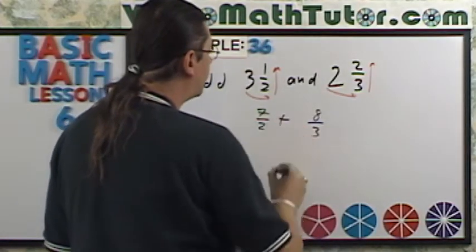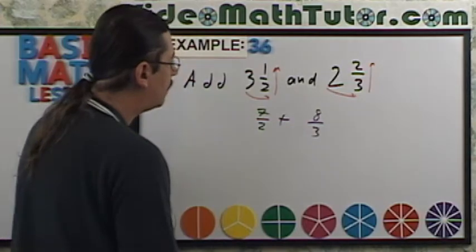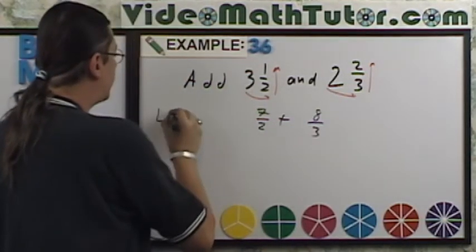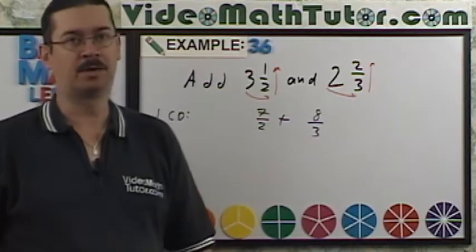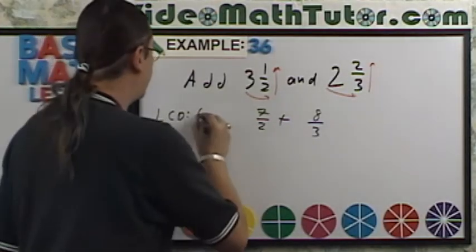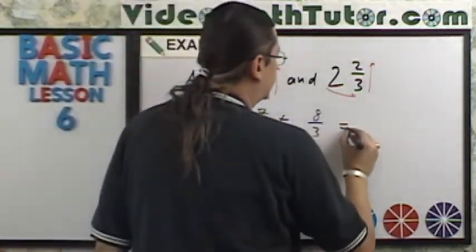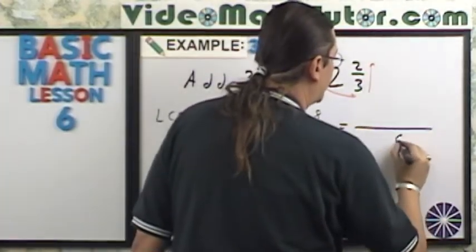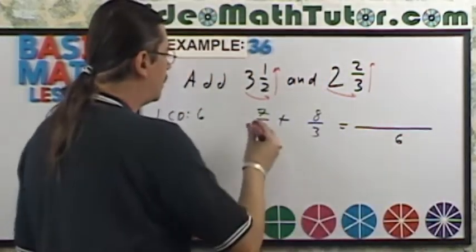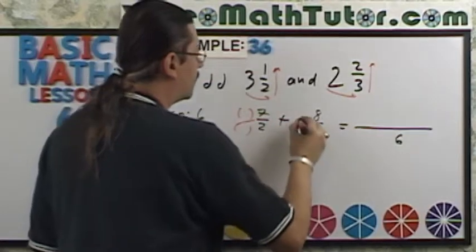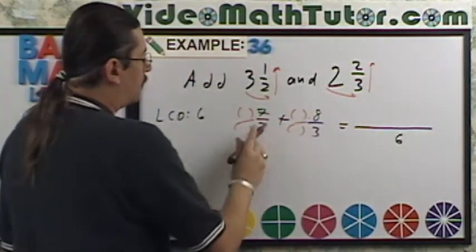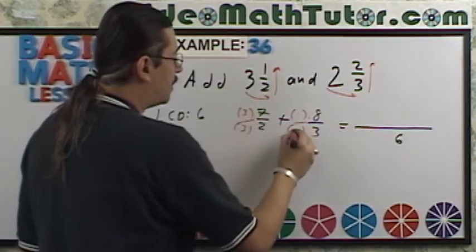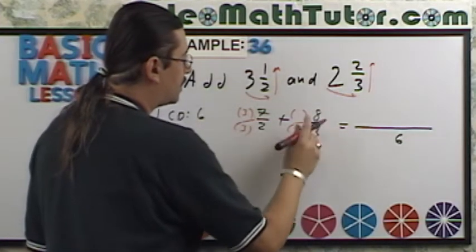Now I want to add these up. So we need a common denominator. What is going to be my LCD? Well, I only have 2 and 3. They're both prime, so it's just multiply them together. 6. So 6. Let's create our parentheses. 2 times 3, and then here's going to be 2 times 3 again.